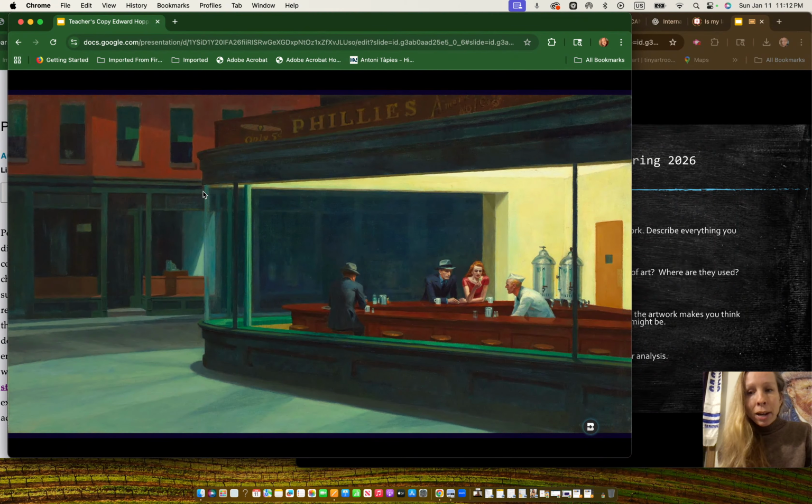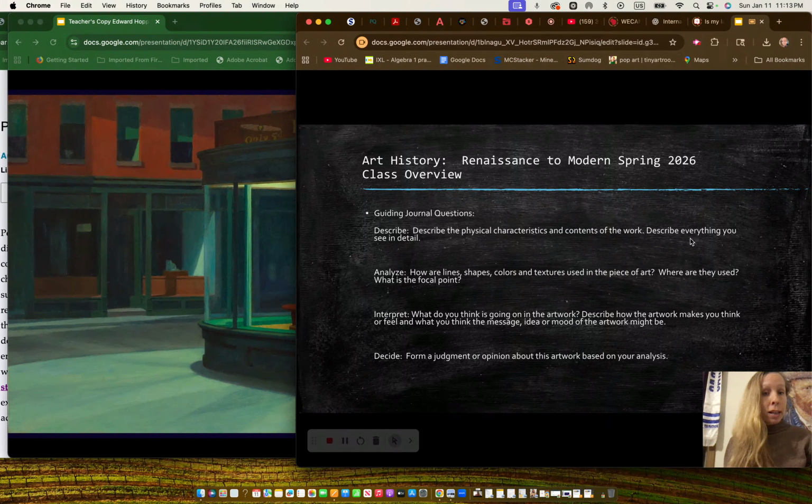There's a building in the background. It looks closed for the evening, or it's vacant because there's really nothing that we can see in the windows. The street is dimly lit from the cafe. So you're just basically giving a description of everything that you're seeing in front of you. Okay. And then you want to go to the analysis, and you're talking about how the lines, the shapes, and the colors and the textures are used in that piece of art, and where they are used and what the focal point is.